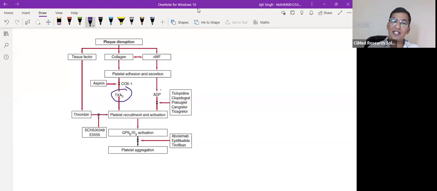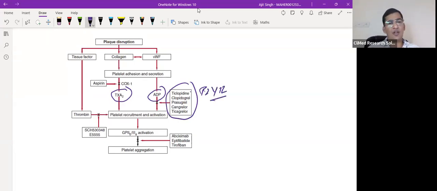And these other drugs are ADP receptor blockers. ADP receptors are stopped by ticagrelor, clopidogrel, ticlopidine, prasugrel, cangrelor, right? Because these are ADP inhibitors, or P2Y12 inhibitors. So this thing is already understood.